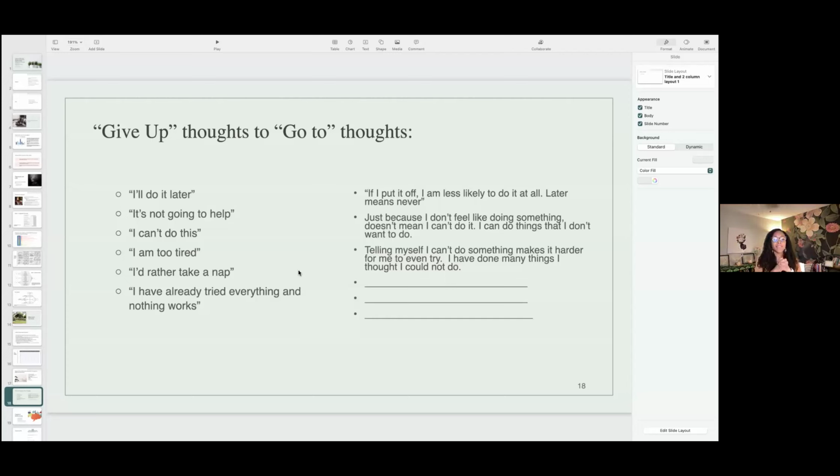So, I'd rather take a nap. No, sorry, I am too tired. What is the go-to thought for I am too tired? So you're talking to your client who's feeling depressed, and the thought is, I am too tired. What might be a go-to thought instead? Now I'm just going to stop sharing so I can see the chat. Any ideas?